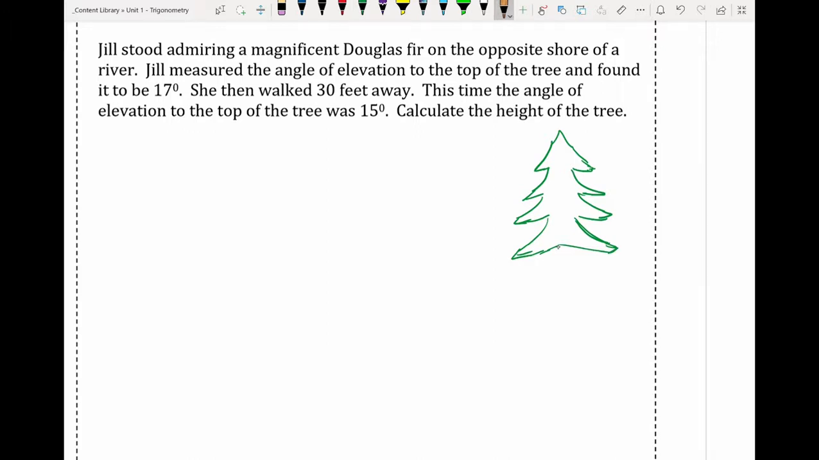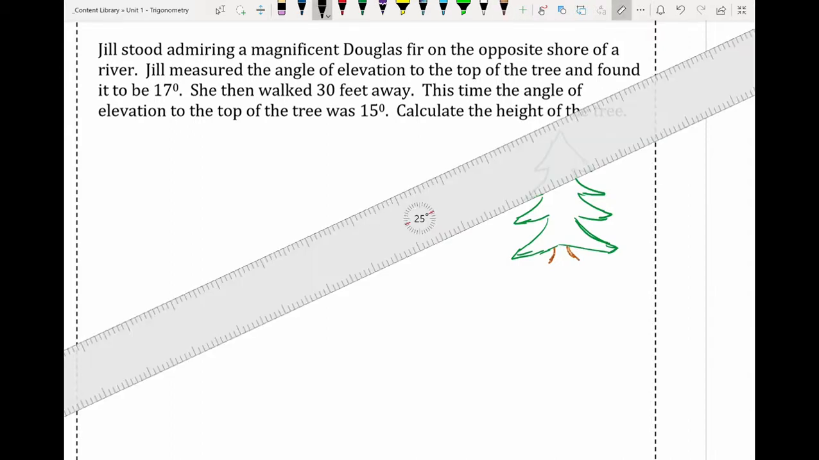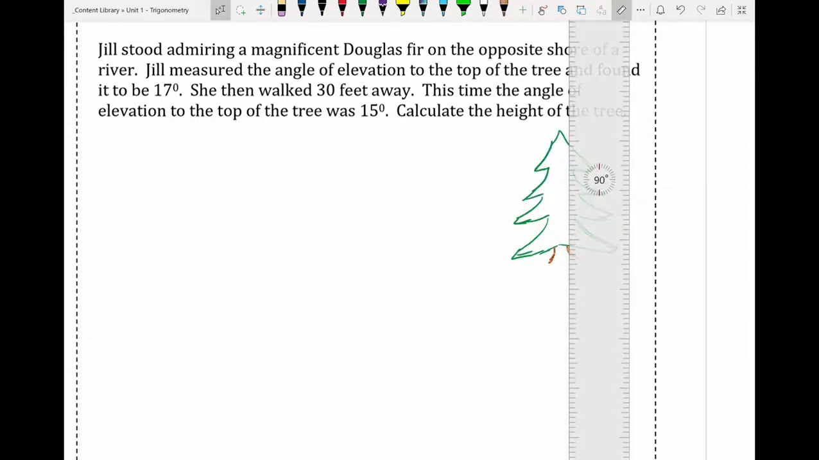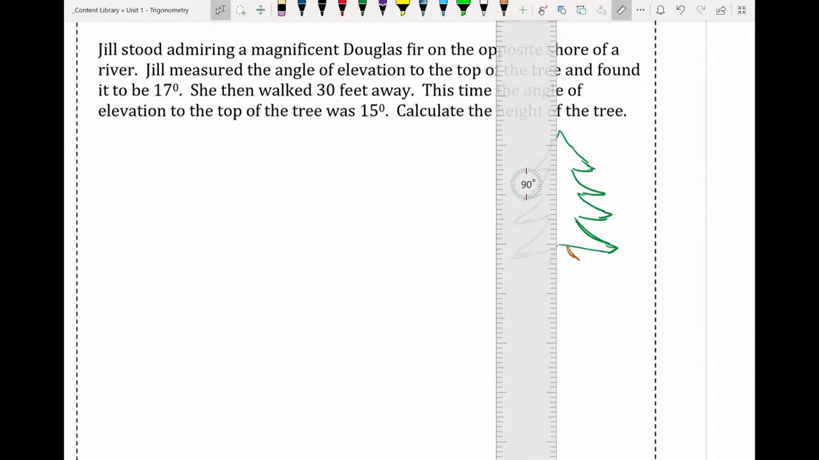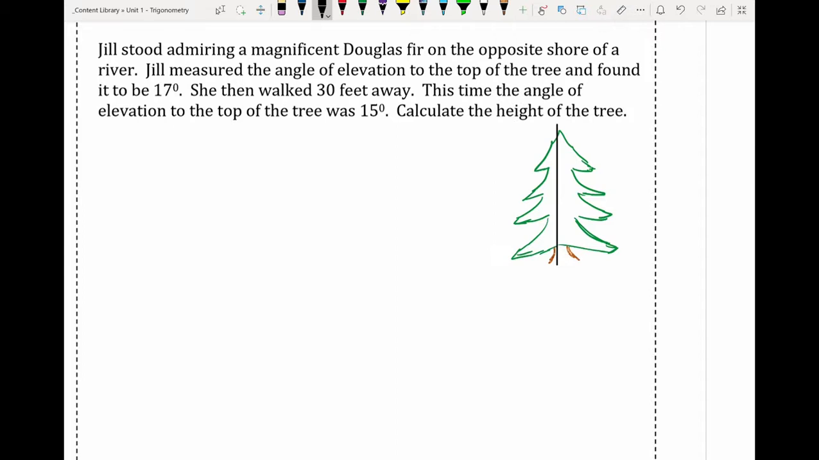So we have our tree here. But quite simply, all you have to do, if you're not very artistic or you don't really care about that, is just draw a vertical line, and that vertical line represents the height of our tree. So going back and reading the question, we have our tree. We know that Jill measured the angle of elevation to the top of the tree and found it to be 17 degrees. So what that means is that Jill is at some distance away.